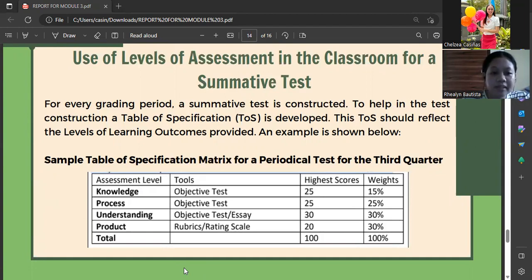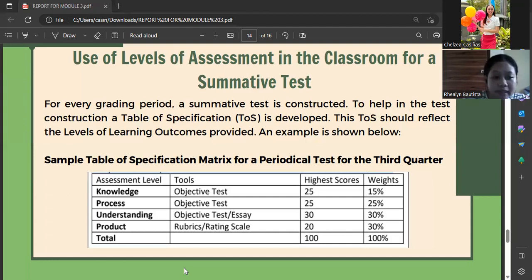To help in the test construction, a table of specification. Di ba familiar naman tayo dito sa table of specification. This TOS should reflect the level of learning outcomes provided. An example is shown below. Sample table of specification matrix for a periodical test for the third quarter.